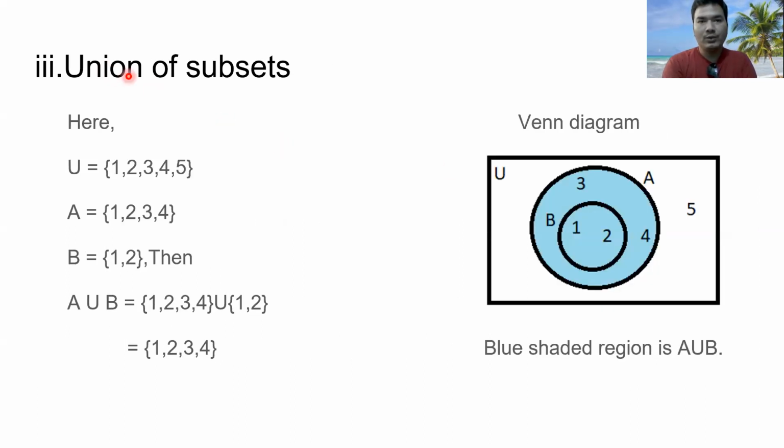How to find out the union of subsets? Okay, universal set 1, 2, 3, 4, 5. Set A 1, 2, 3, 4. Set B 1, 2.